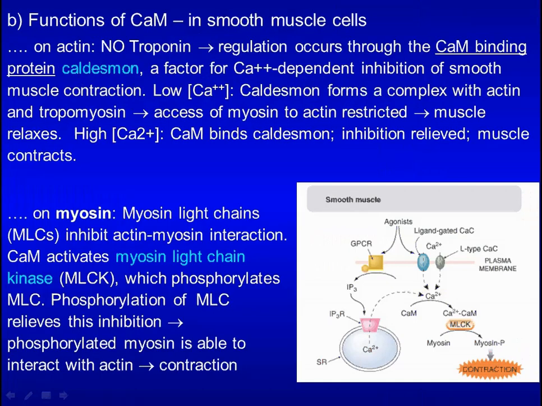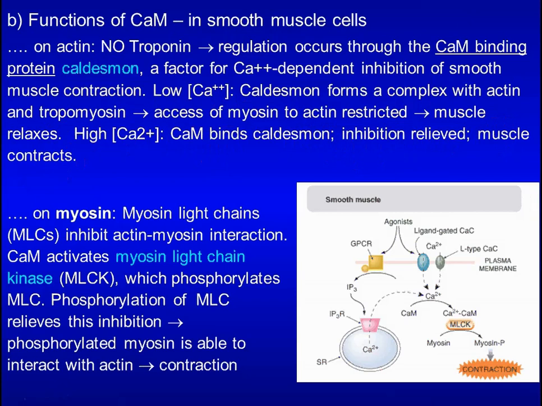This is a function of calmodulin in smooth muscle cells. In smooth muscle cells, when the calcium level is low, caldesmon forms a complex with actin and tropomyosin. Access of myosin to actin is restricted. Muscle relaxes. When the calcium level is high, calmodulin binds caldesmon. Inhibition is lifted. As a result, muscle contracts.